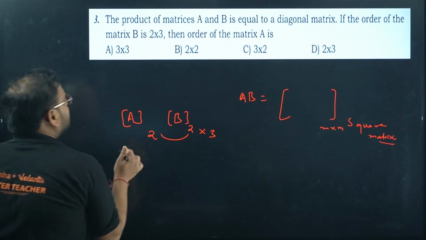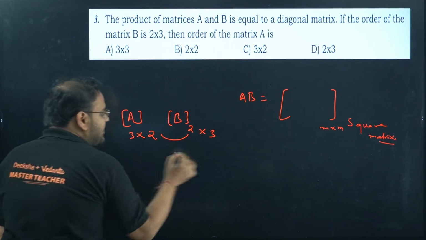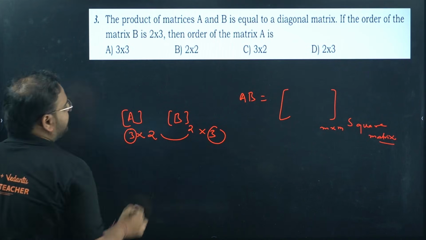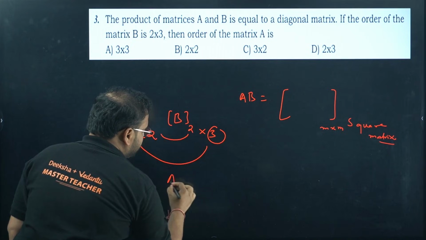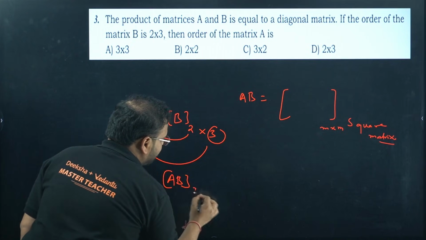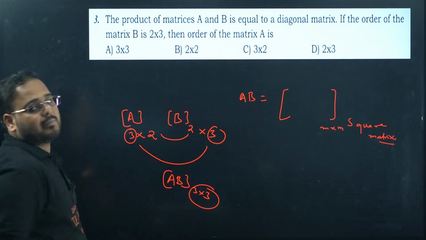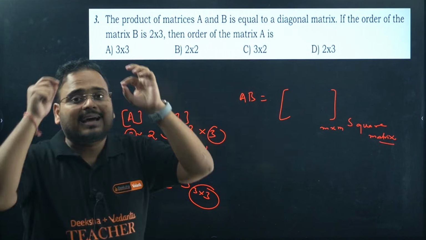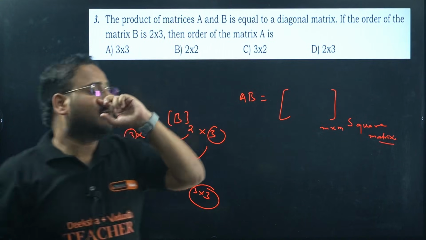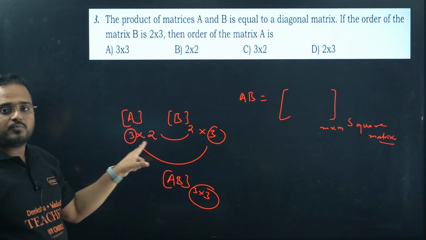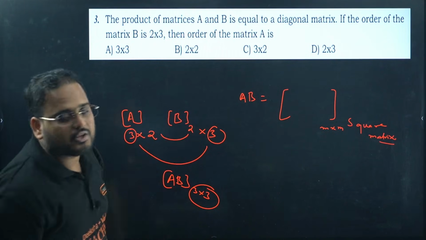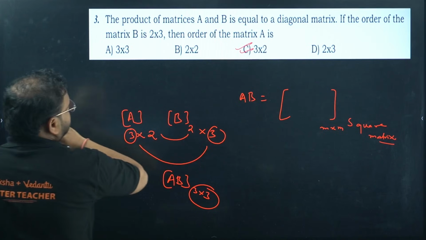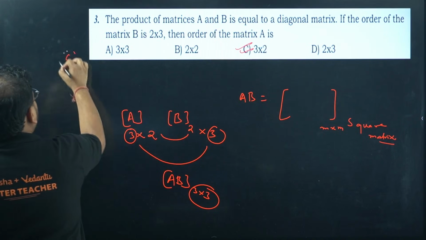Now what about this? This has to be 3, because when you take the result, then only you'll get 3 cross 3 if it is 3 cross 2 present over here. The resulting matrix AB will have the order 3 cross 3, which is a square matrix. Since they have given that the product is a diagonal matrix, and a diagonal matrix is always a square matrix, if you take the product, this has to be 2, so this has to be 3 as well. Answer is 3 cross 2. So option C is correct.